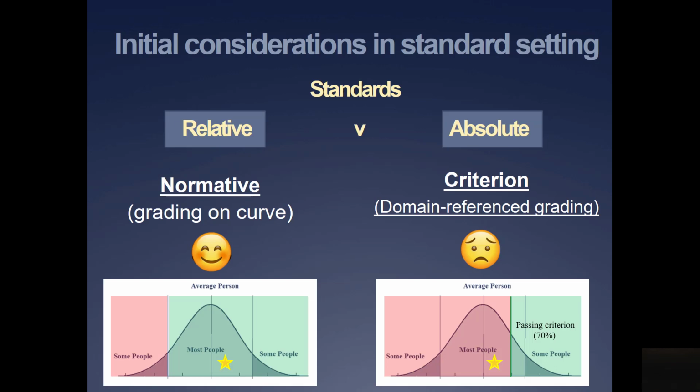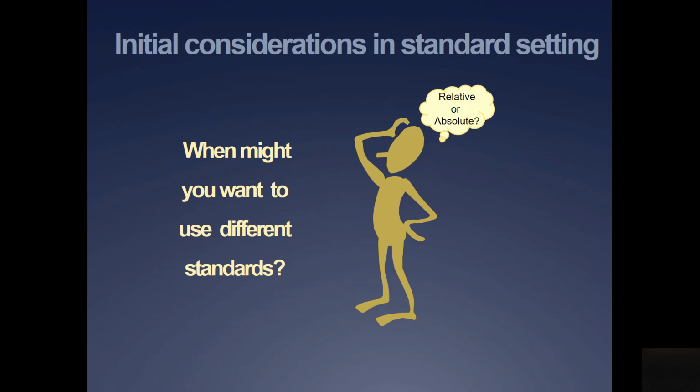The benefit, or the pro, with this is that it does help identify underperforming learners, which is nice. But again, as I said, the con is increased failure rates, and oftentimes it creates more work for faculty because we have to take action to remediate or make sure that the underperformers are addressed. Okay, so when do we use these different standards?